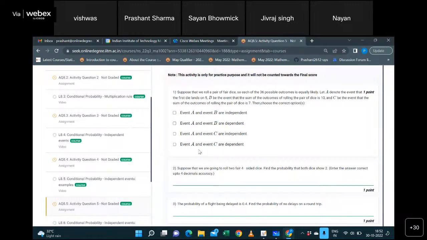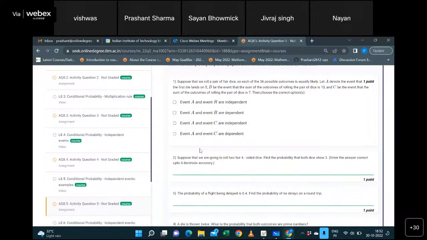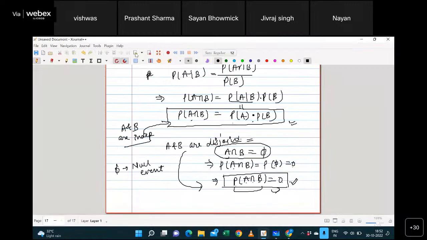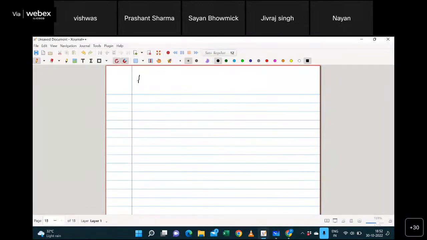So can you explain the third one? Third one: the probability of a flight being delayed is 0.4, then the probability of no delays on a round trip. Okay, so what was your approach, Sayan? Sir, I roughly calculated the value, but it didn't work. I don't know if the delay is one way or round trip, so that was my confusion.